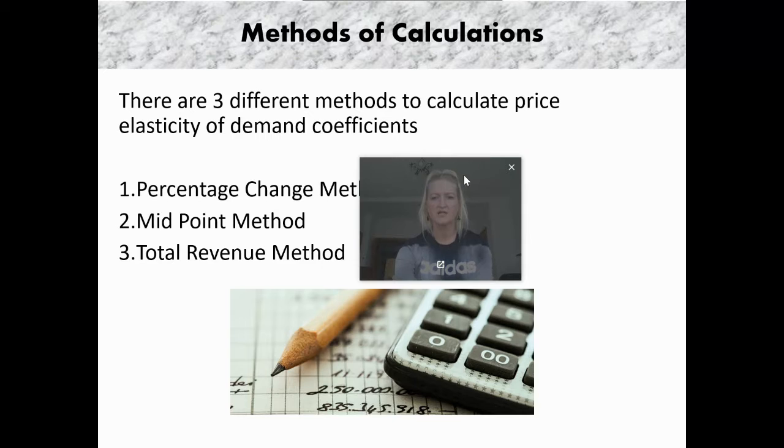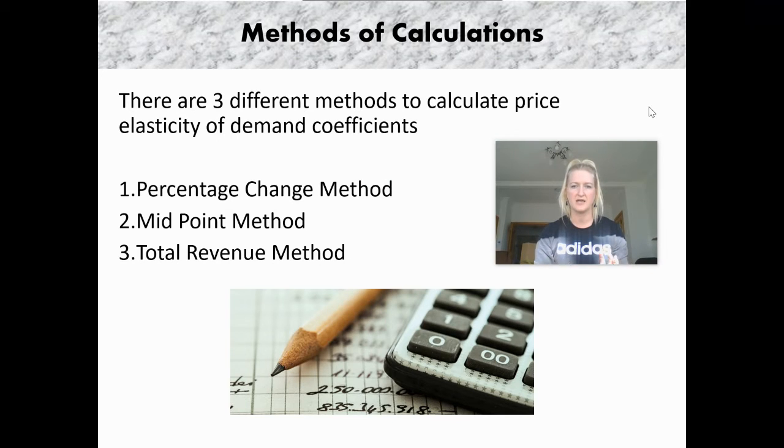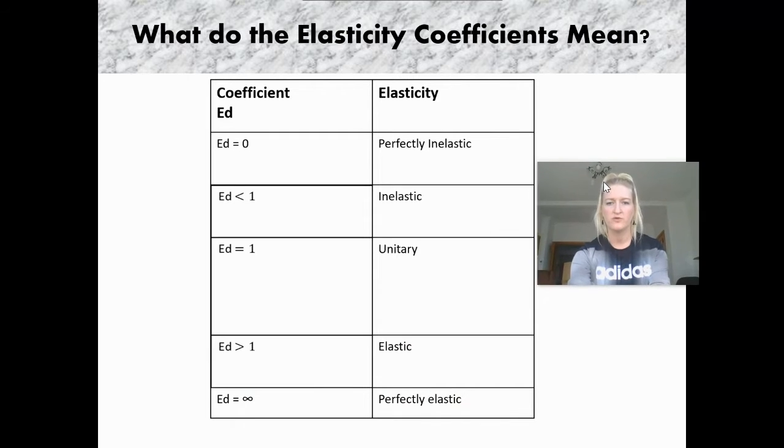Right, we have three different methods to calculate elasticity. So we're going to look at all three, and we will find coefficients, so a number, from these calculations. So these numbers will essentially tell us if the product's inelastic, elastic, or unitary. So if our coefficient is equal to 0, this means it's perfectly inelastic, so it brings about no change in the quantity. If it is less than 1, it means that the demand is inelastic, which means that we've had a less than proportionate decrease in the quantity.